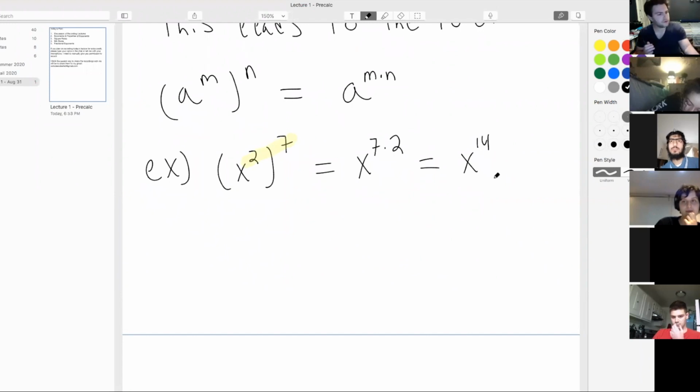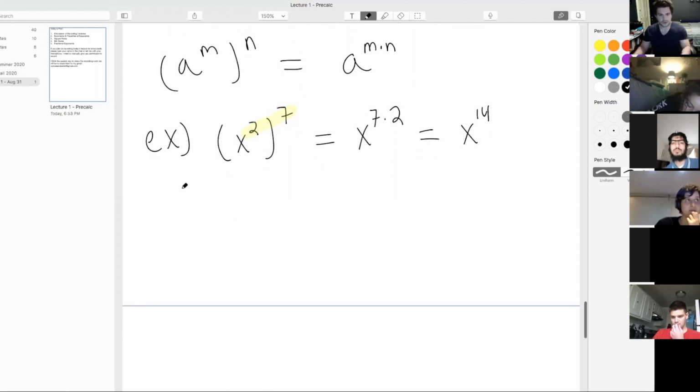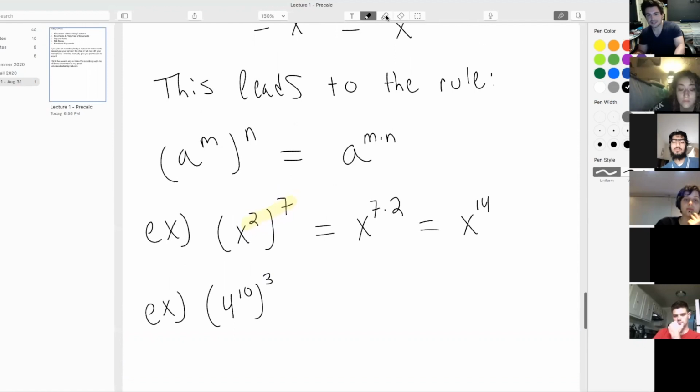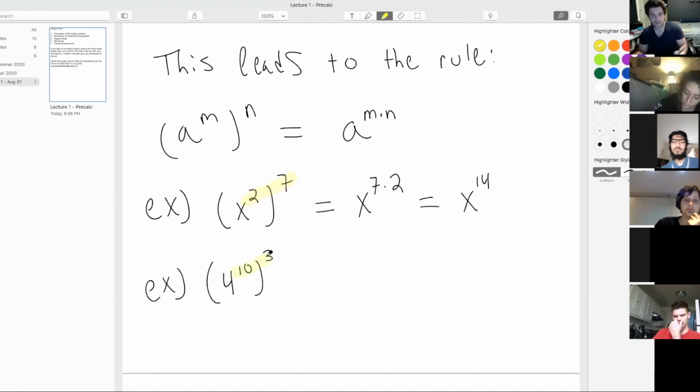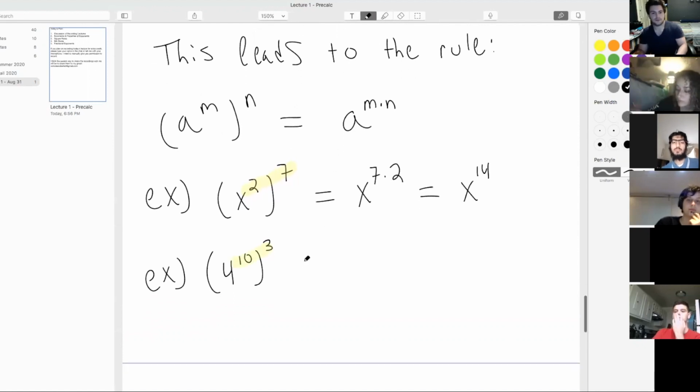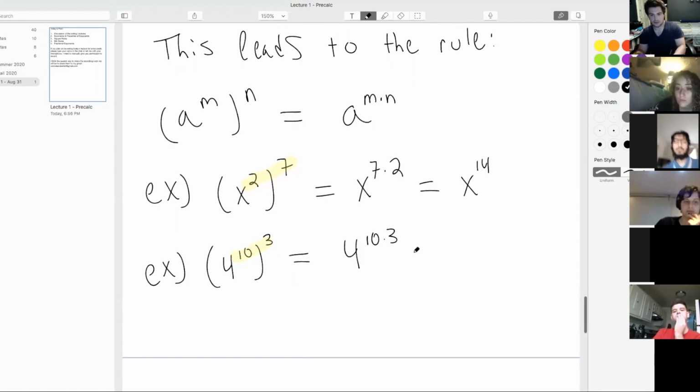Let's look at one more example. So how about 4 to the 10th power, that whole thing raised to the third power? Okay, not that bad. The power rule just tells us I ought to multiply those two numbers. So that will be 4 to the 10 times 3. And that's just 4 to the 30th, because 10 times 3 is 30.